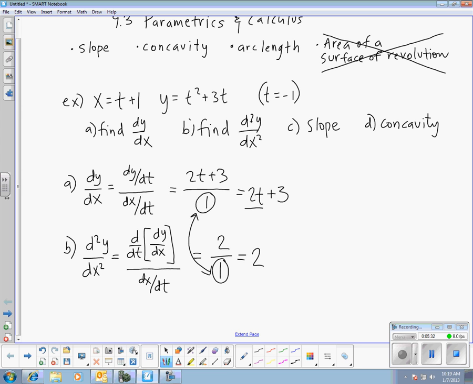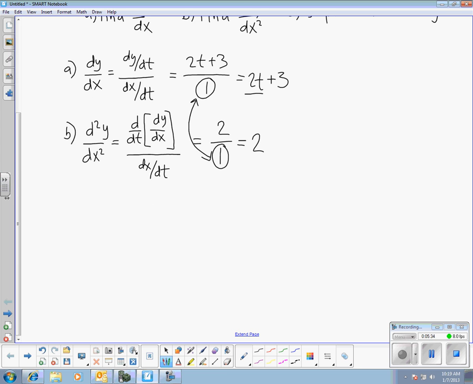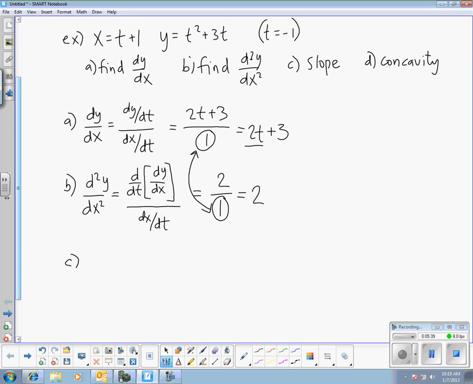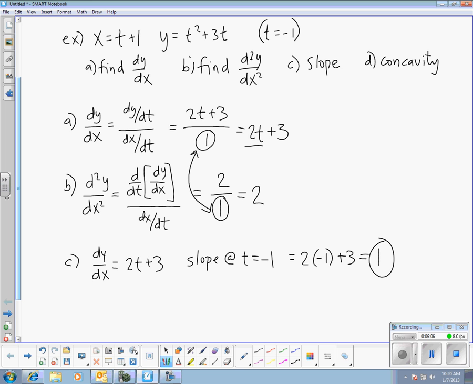All right, so that's my first two parts. Part C is what's the slope? Well, you've known now for a year that if you want to find the slope, you plug into the derivative. So since my derivative is equal to 2t plus 3, my slope at t equals negative 1, which was the given t value at the beginning, is 2 times negative 1 plus 3, which equals 1. All right, so there's part C, my slope is equal to 1.